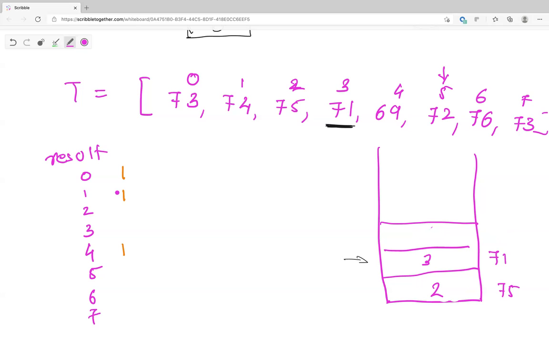Now I'll look at 3, 71, correct? I'll pop it out, right? 73, I'll pop it out. I'll see the difference. 5 minus 3 is 2. And I'm doing this for 71, right? So at index 3, 71, I'll take the difference. I'll put 2 there as an answer. The difference between the 5th index and the 3rd index, correct?